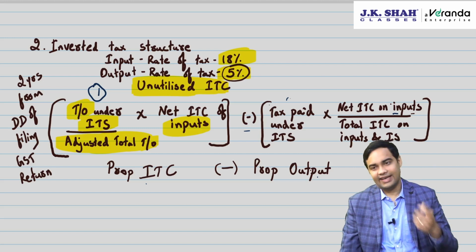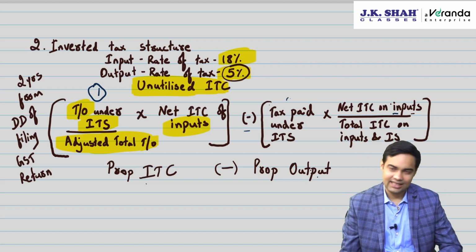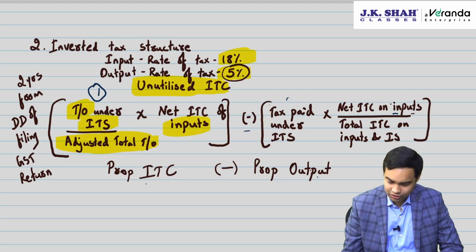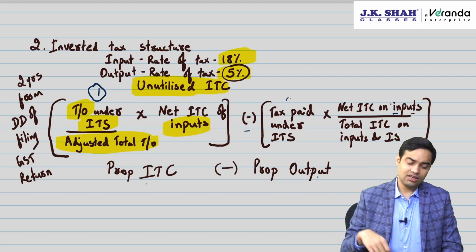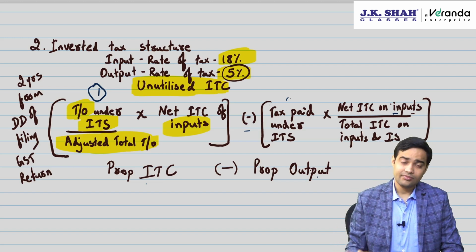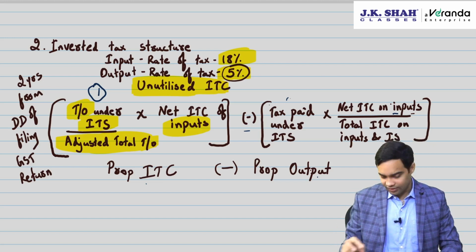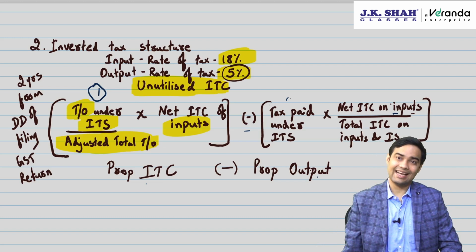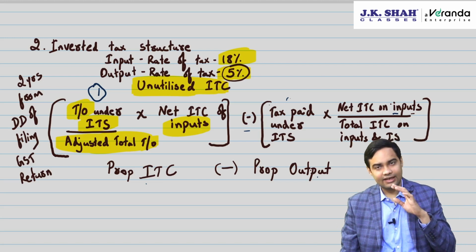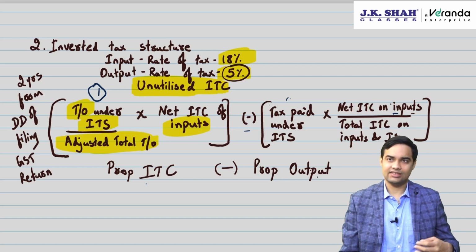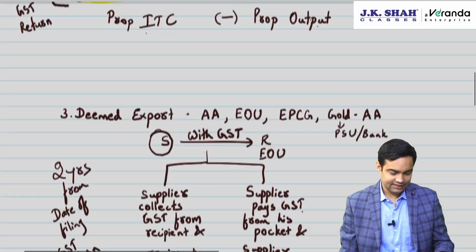Yes. Okay. In inverted tax structure, government has an option to say that for certain goods or services, I will not allow inverted tax structure even if the rate of tax on input is higher than the rate of tax on output. So if it is denied by government, then anyways you will not get ITC refund.